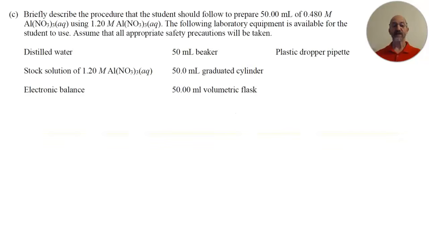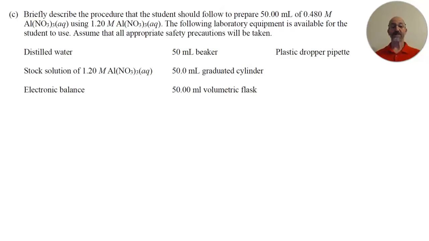Now, let's move on to part C of this question. This is where you have to write the description of the laboratory procedure. So it says in part C, briefly describe the procedure that the student should follow to prepare 50 milliliters of 0.480 molar aluminum nitrate using that stock solution of 1.20 molar aluminum nitrate. Now, as far as the procedure, it says the following laboratory equipment is available for the student to use, and assume that all appropriate safety precautions will be taken.